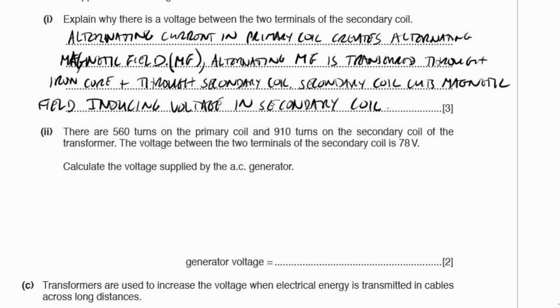2. There are 560 turns on a primary coil, 910 turns on a secondary coil of the transformer. The voltage between the 2 terminals of the secondary coil is 78 volts. Calculate the voltage supplied by the AC generator. Alright, so what we need for this then is our little equation.